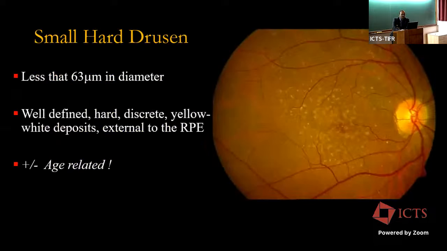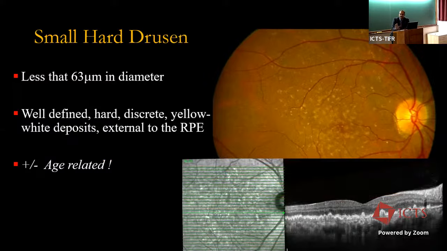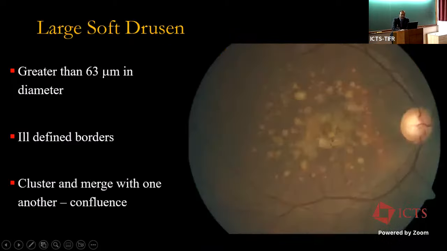These are the small hard drusens, very discrete, very well-defined, hard yellow-white deposits external to the RPE, and may or may not be age-related depending on the involvement of visual loss. And these are less than 63 microns in diameter. On the OCT, which is cross-sectional imaging, like you have CT scan of the brain, you have optical coherence tomography, and you can see that serrated margin where the RPE is serrated. So this drusenoid material is external to the RPE.